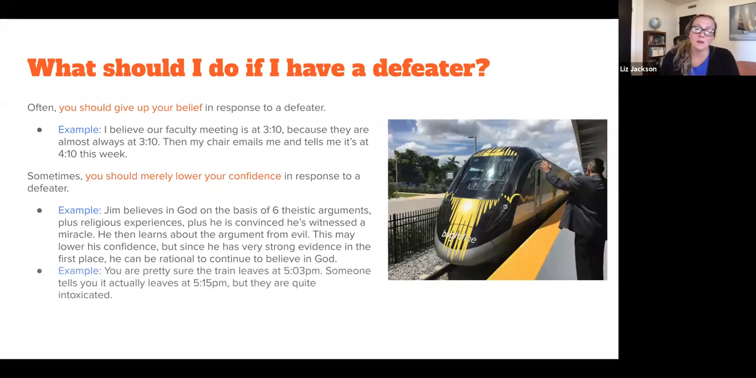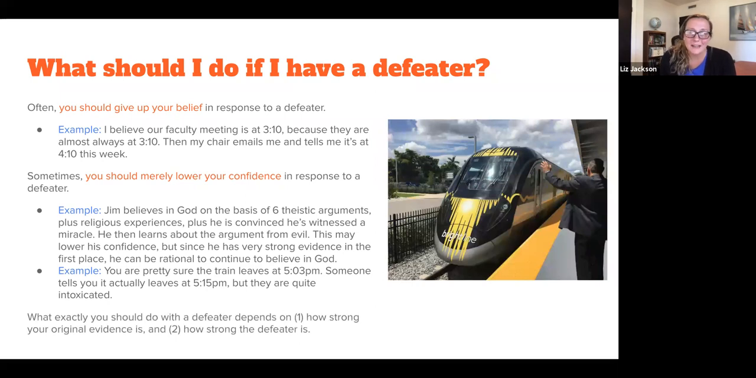Here's another case. You're pretty sure that the train leaves at 5:03. Let's say you have pretty good evidence for this, but not perfect. And then someone tells you, well, no, the train leaves at 5:15, but they're quite intoxicated. So this isn't necessarily a case where you have overwhelming evidence for the belief in question, but the defeater you get is weaker. I don't think that you should totally ignore what they say just because they're intoxicated, but you shouldn't put as much weight on it. So it's weaker evidence, right?